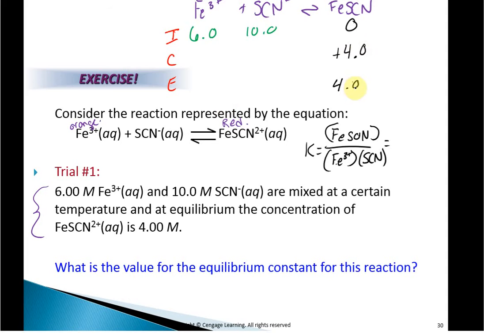Now, remember, guys, these are all concentrations in molarity, which is what we're going to plug in. In lab, sometimes you'll do it in moles and then convert it to molarity at the end, so just be aware. As long as you're in molarity when you plug it in, you're okay.